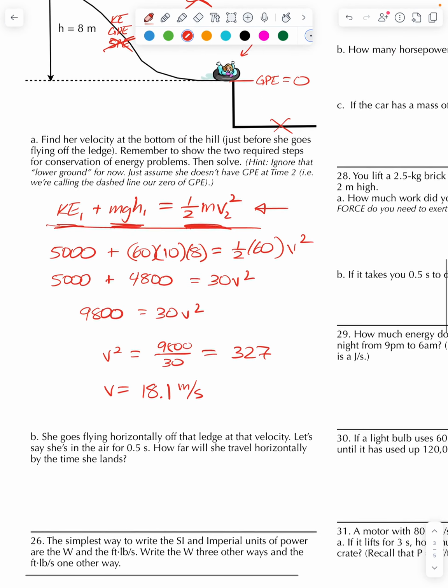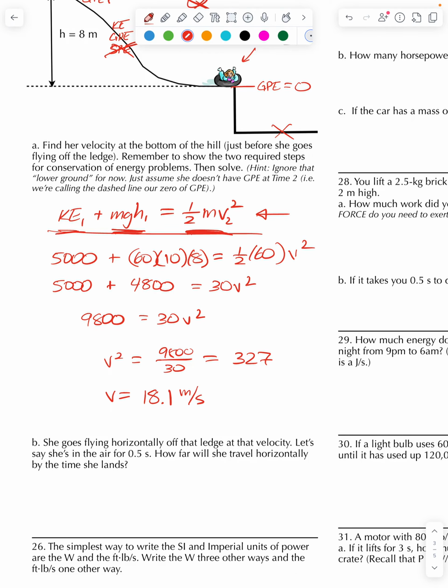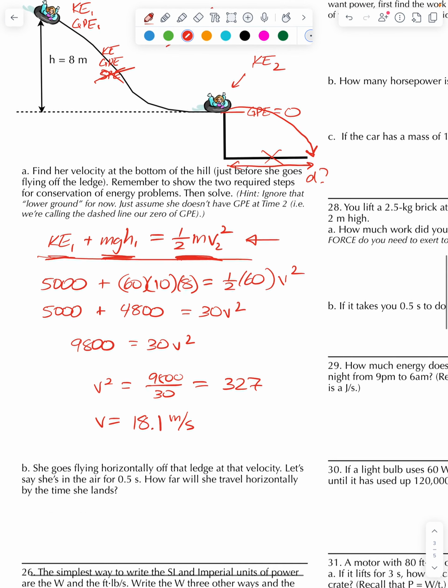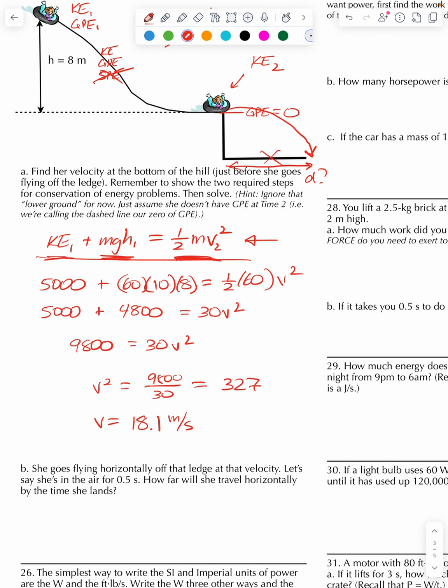Okay, now she goes flying off the cliff. So now she's going to do this. She's going to land somewhere over here. And we want to know what this distance will be. What's that distance? Okay. So this goes back to the previous unit where I said the horizontal velocity and vertical velocity are independent of each other.